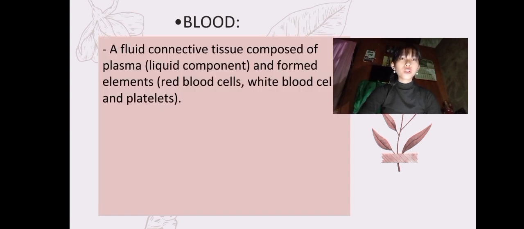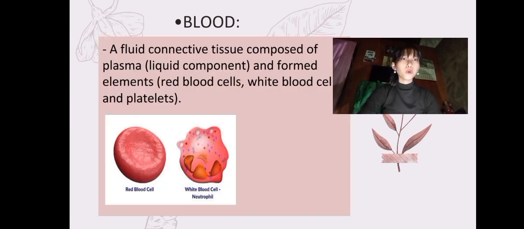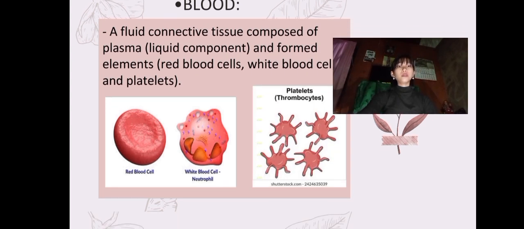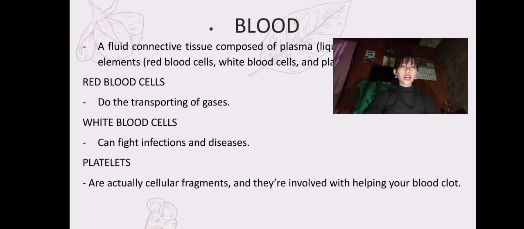The last part of the cardiovascular system is the blood. The blood is a fluid connective tissue composed of plasma, a liquid component, and formed elements, which are the red blood cells, white blood cells, and the platelets. Red blood cells do the transporting of gases, while the white blood cells can fight infections and diseases. Platelets are actually cellular fragments, and they're involved with helping your blood clot.